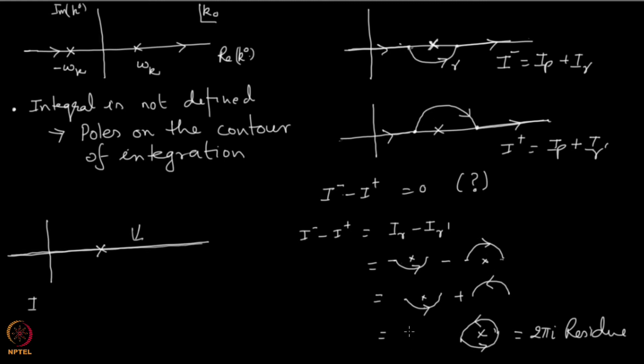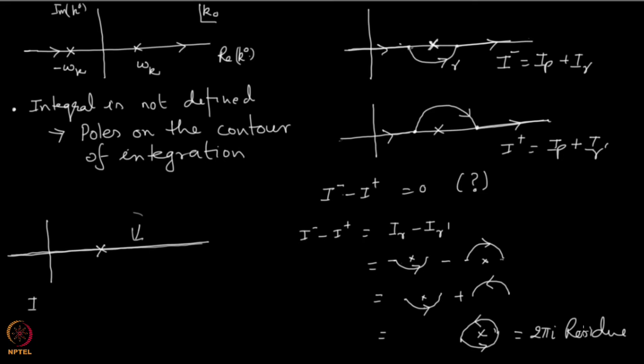So, you see that I prime, I minus and I plus they differ by 2 pi i times the residue of the pole. So, you do not get 0. So, you do not get the same thing. So, there is an ambiguity. You cannot just say that I will take the limit of I minus and take the limit in which the semicircle goes to 0, and I will say that this is what defines this integral, because you see that you also have another possibility which is giving you a different result, and the result is the residue of the pole there times 2 pi i. Okay.